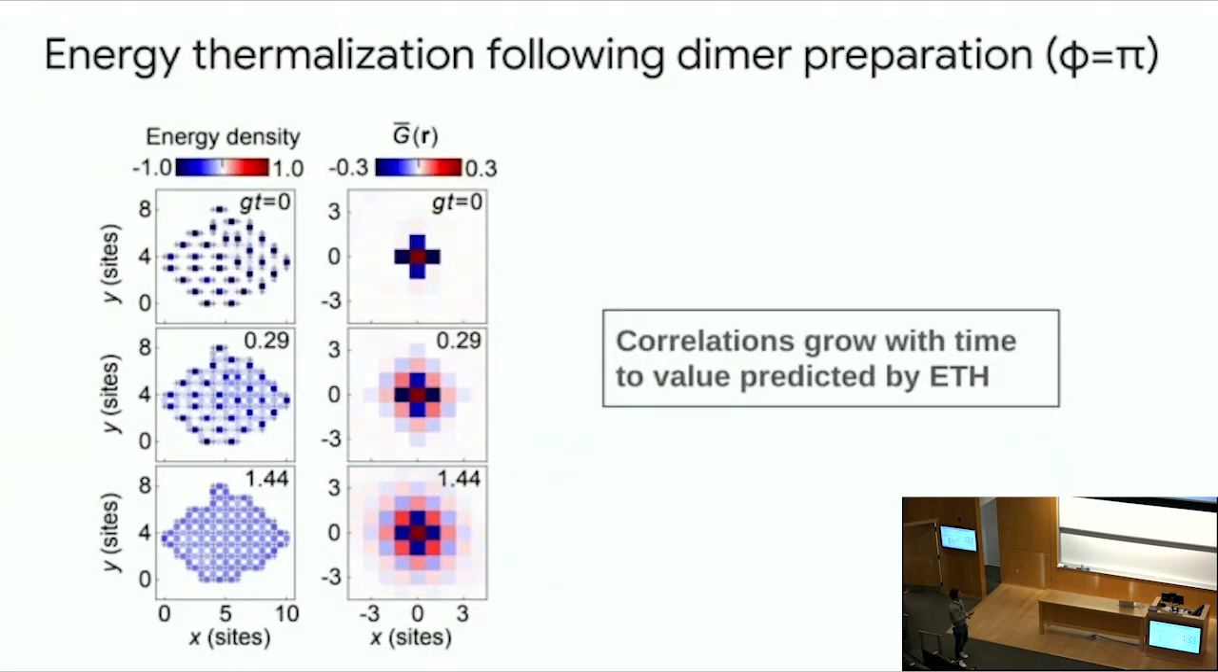Let's start out with the simplest case, where we just prepare all the dimers in the same state. They're all very low energy dimers. Here, what we can now finally watch real time is the thermalization dynamics. They're extremely fast, just 1.5 cycles to get to an almost perfectly thermalized state.